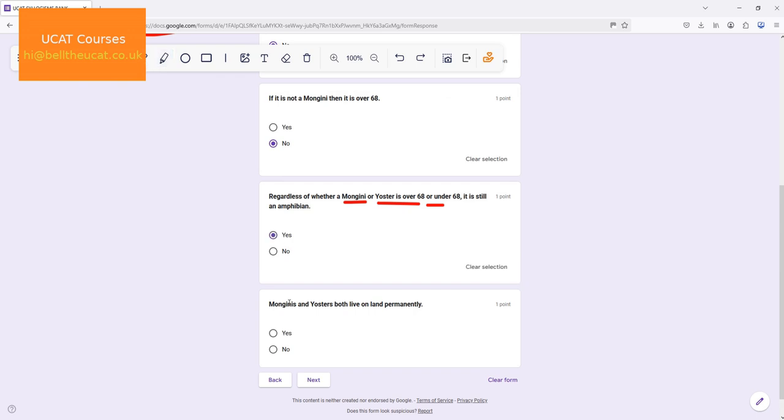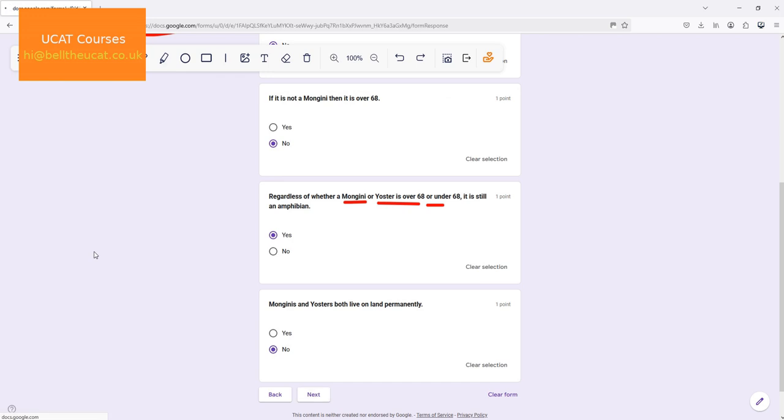It says M and M are both live on land permanently. What? Live on land permanently? No, absolutely not. Lack of information. There's no mention of land or anything like that. I know they're amphibians. I know the biology, but land permanently, no. Right, moving on to our next question.